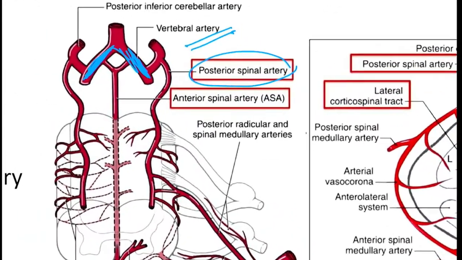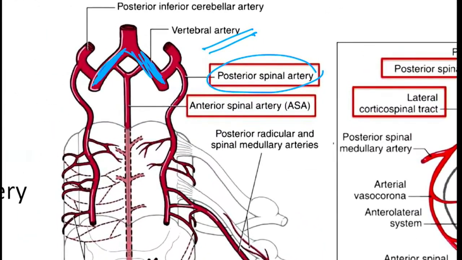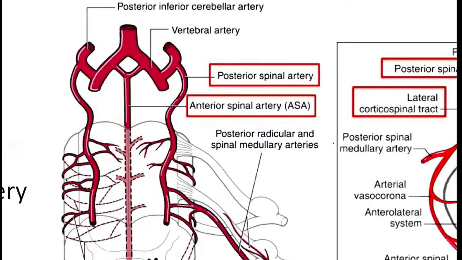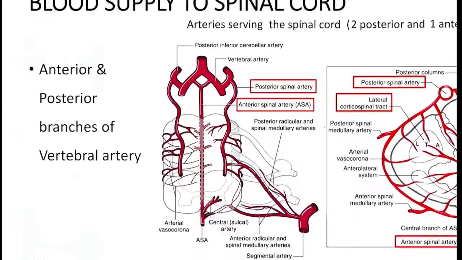Once again, see this image very carefully. Yeah, this is going to help you. So here we have the vertebral artery. The vertebral artery gives away two branches. Posterior spinal artery, one is over here and the other one is here, correct? And one anterior spinal artery which comes in the middle, correct? So we have two posterior spinal arteries and one anterior spinal artery, both of which are branches of the vertebral artery, and that is the blood supply to the spinal cord.